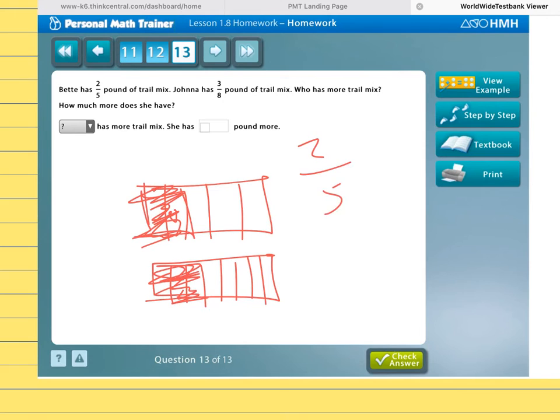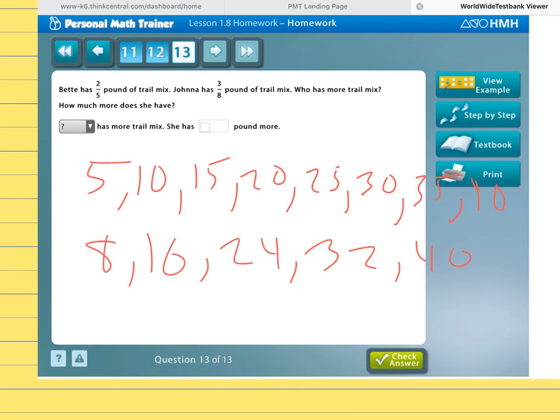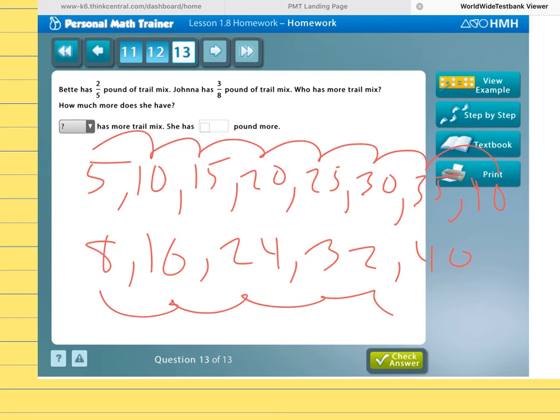2/5 is going to change into eighths. No, it's not going to change into eighths. 2/5, so I've got fifths and eighths, so I need to find a common denominator of 5 and 8. So to find a common denominator, I do the multiples of 5. 5 times 1, 2, 3, 4, 5, 6, 7, 8. 5 times 8 is 40, and 8 times 1, 8 times 2, 3, 4, and 5.